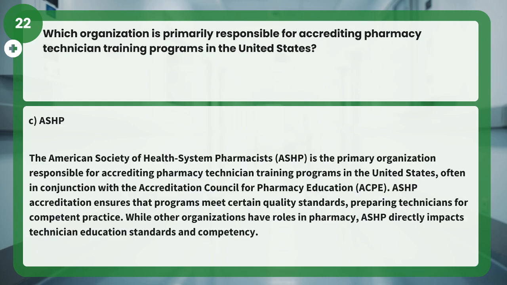Answer C. ASHP. The American Society of Health-System Pharmacists, ASHP, is the primary organization responsible for accrediting pharmacy technician training programs in the United States, often in conjunction with the Accreditation Council for Pharmacy Education, ACPE. ASHP accreditation ensures that programs meet certain quality standards, preparing technicians for competent practice. While other organizations have roles in pharmacy, ASHP directly impacts technician education standards and competency.